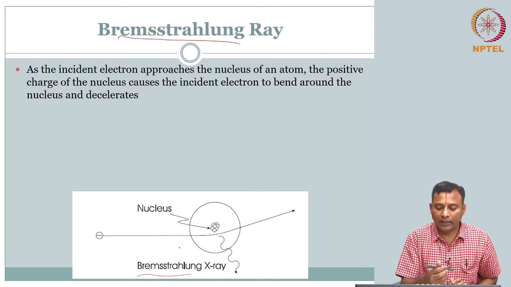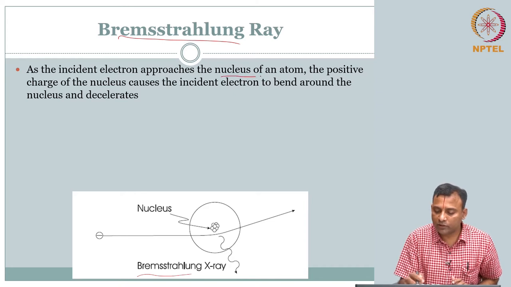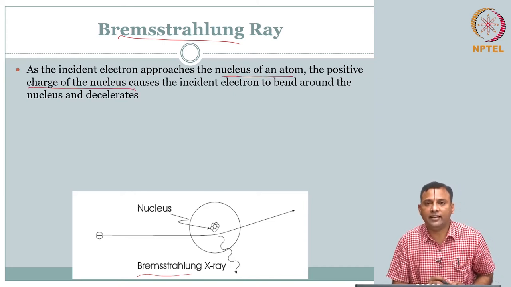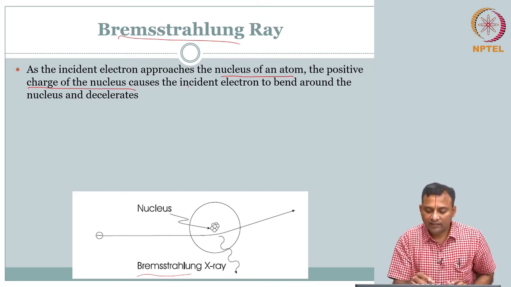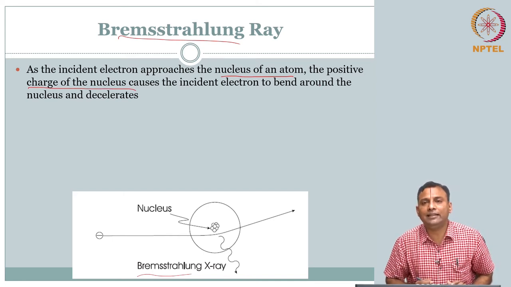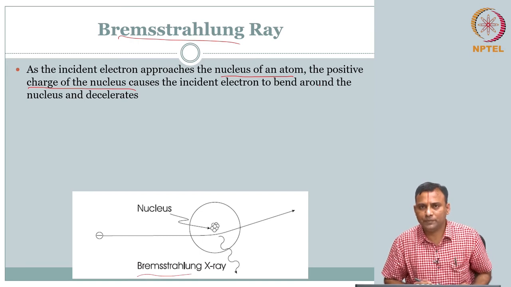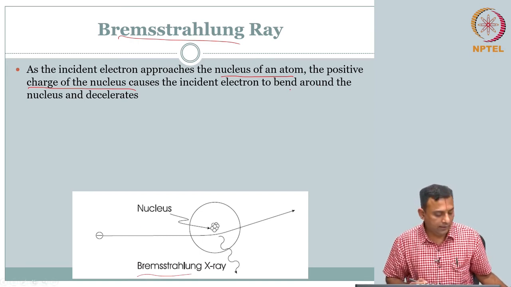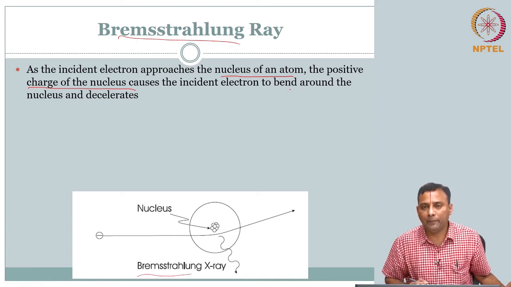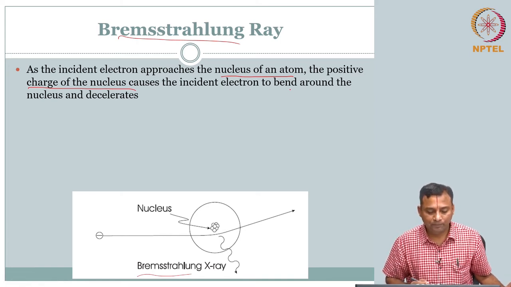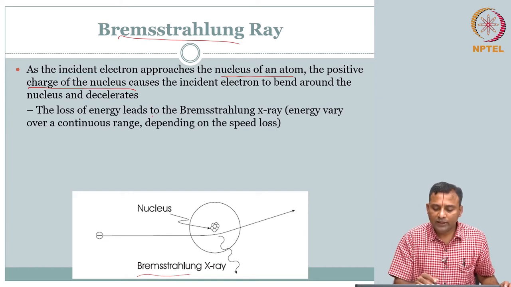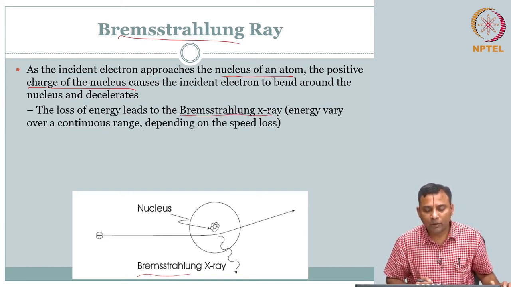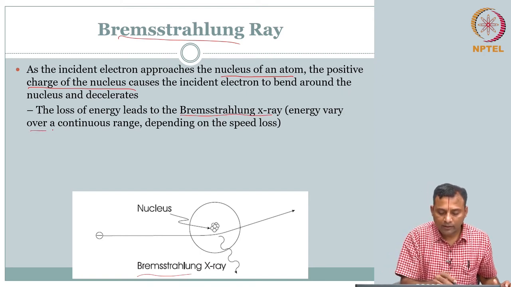So as an incident electron approaches the nucleus of an atom, the positive charge of the nucleus, that is the attraction here, tries to bend it around the nucleus and it decelerates. Decelerates means slows it down. So the picture that you see here kind of represents the meaning, right? Captures the meaning nicely. So the loss of energy leads to Bremsstrahlung. Like I mentioned, an important aspect is that it's a continuous range.